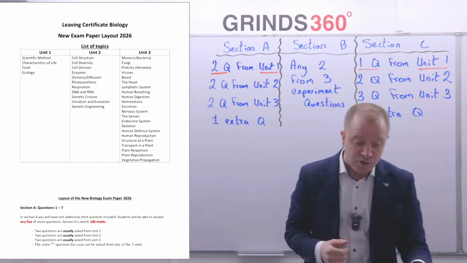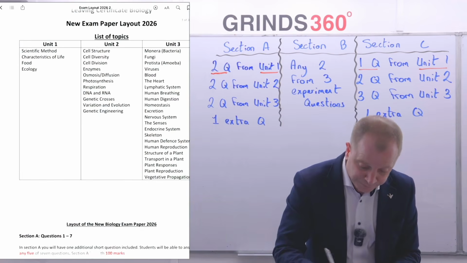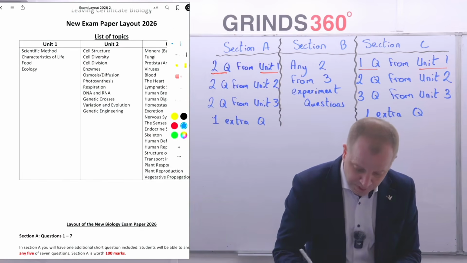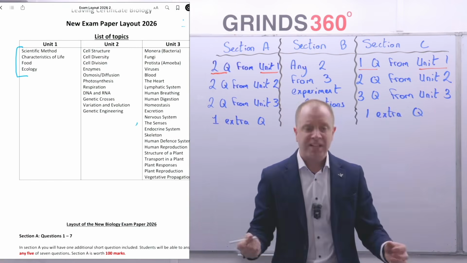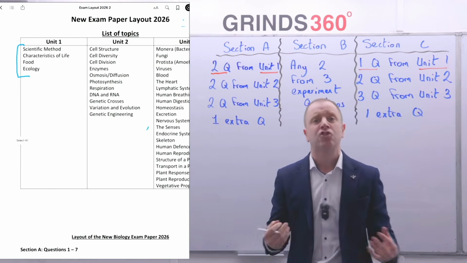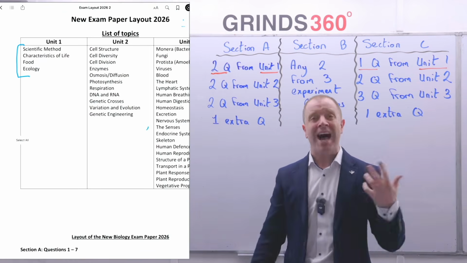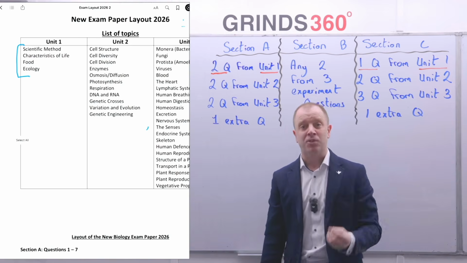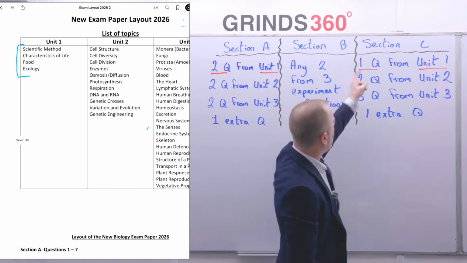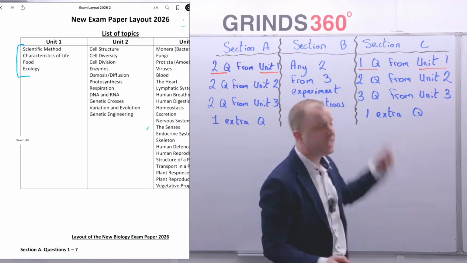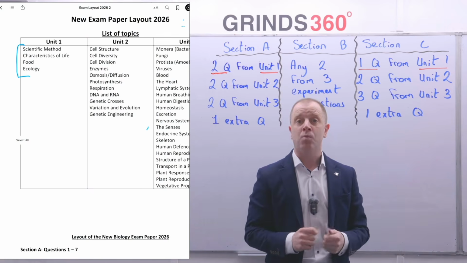Okay, so if you look at this here, I just want to point this out to you all. Let me just get the marker here. Here we go. So look, you will see here, see those 4 chapters there? That's Unit 1. Those 4 chapters, it's such a short unit. It's only scientific method, characteristics of life, food, and ecology. Those 4 chapters are going to be 2 short questions from Unit 1 usually, and 1 long question from Unit 1 in section C of your paper usually. There is at least 25% of your paper on Unit 1.